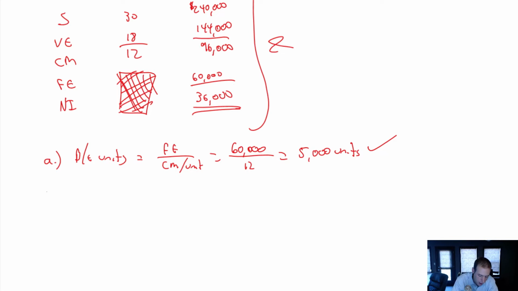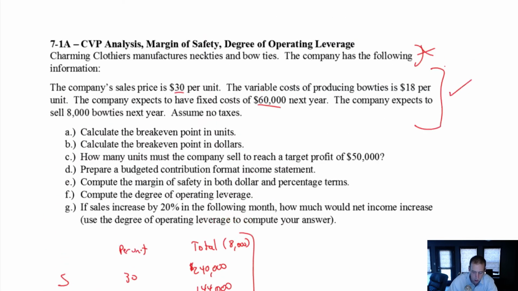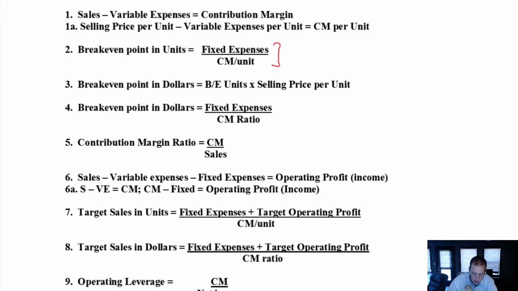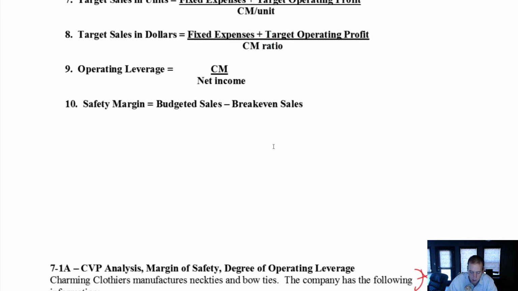Okay, let's look at B. Break-even point in dollars. So the question says, calculate the break-even point in dollars. We can do this one of two ways. The easy way is Formula 3. The harder way is Formula 4, but, well, frankly, they're both pretty easy. Let's do both ways. So break-even point in dollars is break-even units times selling price per unit.